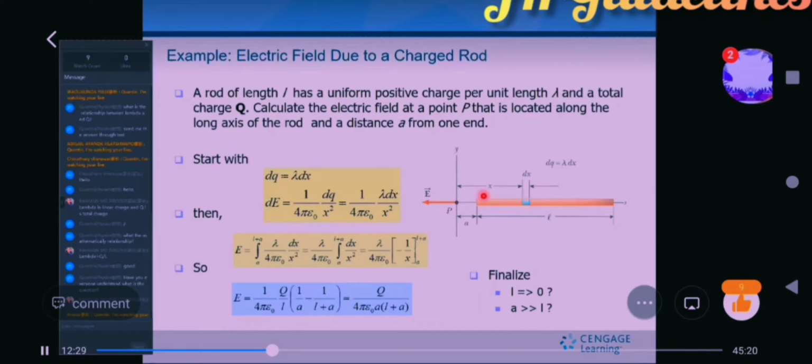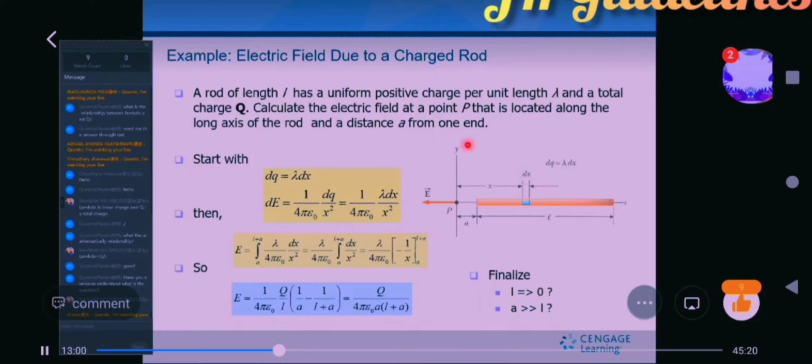Because my x-coordinate for this portion is x, the variation of this coordinate is the length of my small portion. So the distance is x from the origin, and the length of this portion is dx.